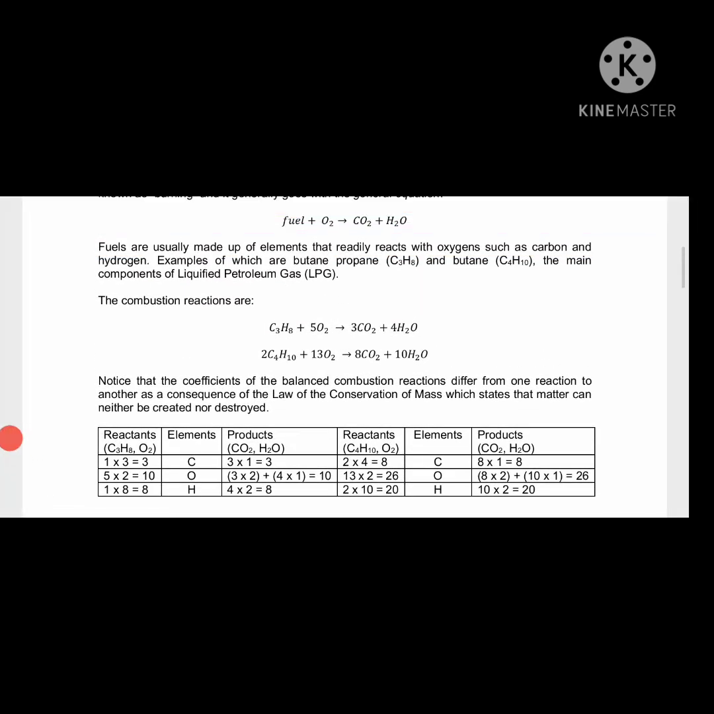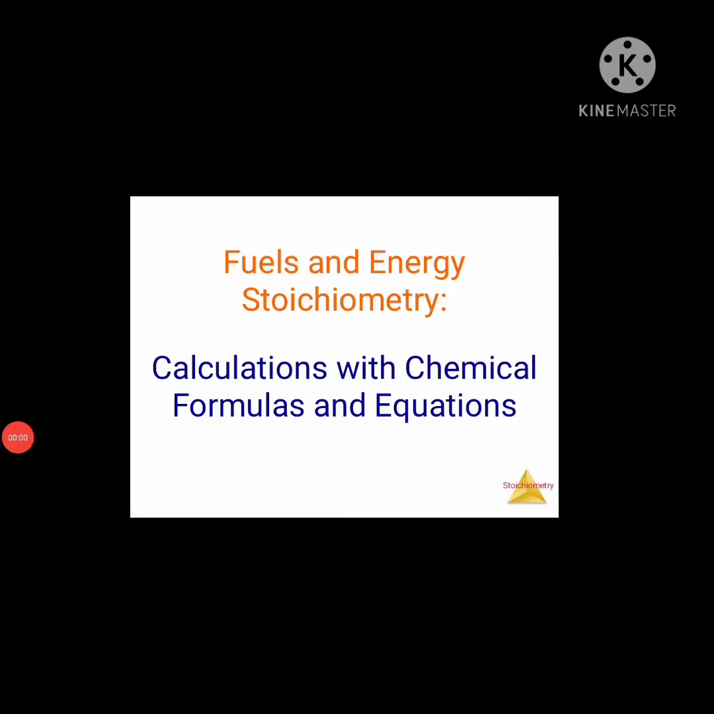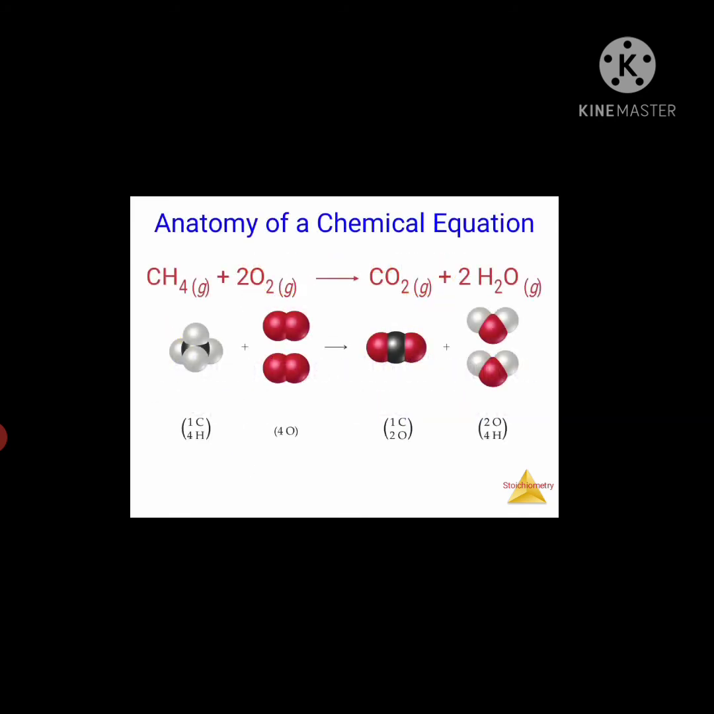It is very important for every reaction to be balanced. For you to better understand stoichiometry, let me give you an example. This is methane plus oxygen forming carbon dioxide and water. You have here 1 molecule of methane, and then 2 moles of oxygen forming carbon dioxide plus 2 moles of water.